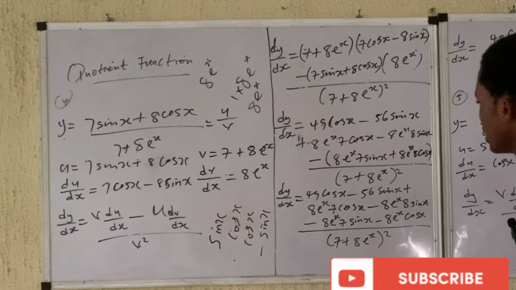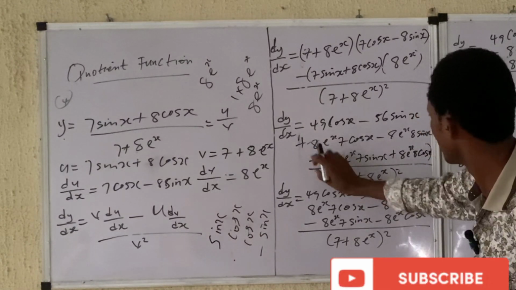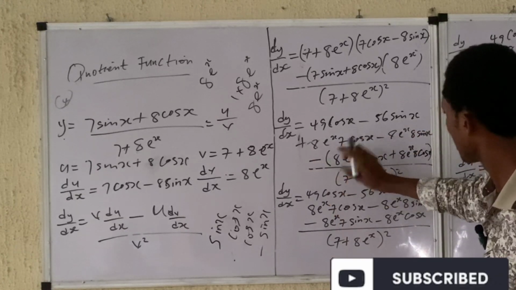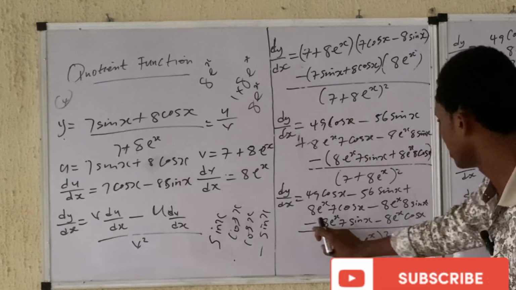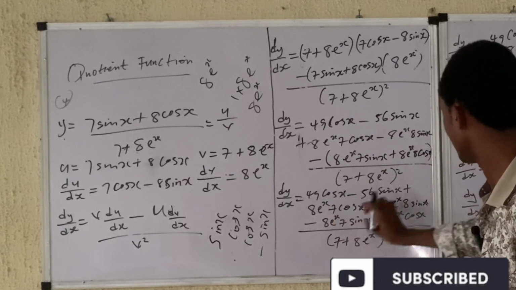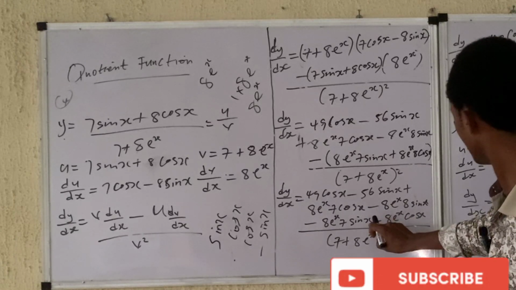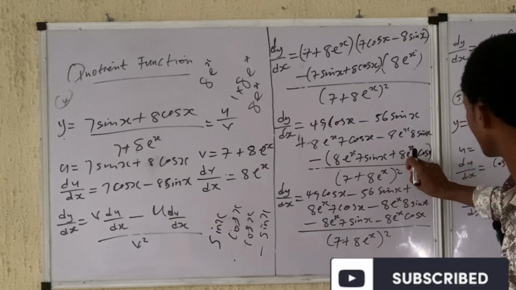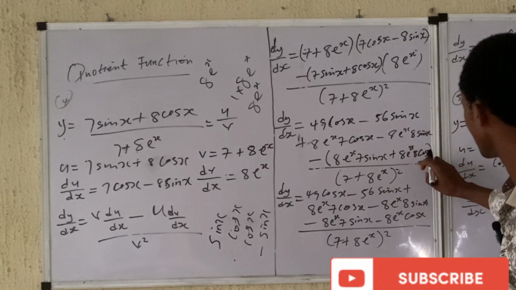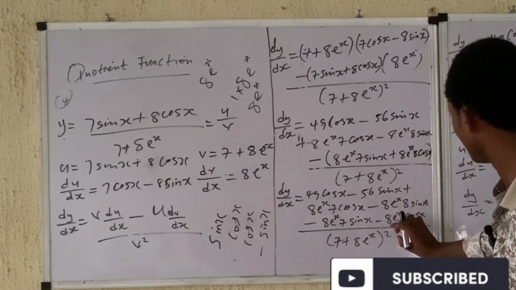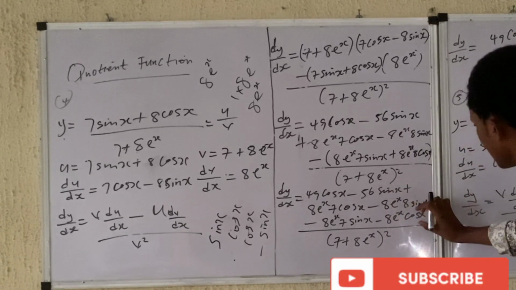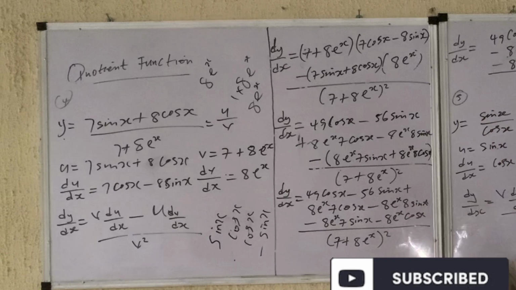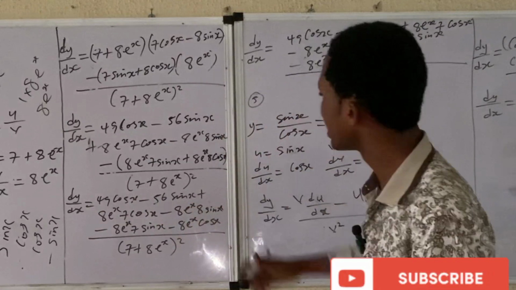I got this one. Now, for dy dx, we use this negative sign to multiply through this bracket. Now, 8 times the negative sign times 8 exponential x will give us negative 8 exponential x. Now, this minus a negative sign multiplying this positive 8 exponential x, 8 cos x will give us negative 8 exponential x cos x, all over 7 plus 8 exponential x raised to the power of 2. Dy dx, now we collect like terms.